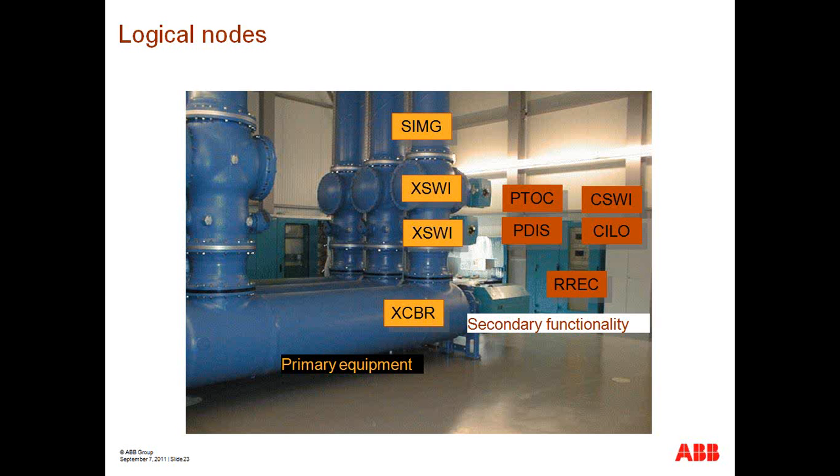So just a graphic. This is a GIS substation, and here we can see how we have this allocation of functions. We have XCVR for our circuit breaker, and then here on the right, secondary functionality for our protection and control panel. We have protection time overcurrent, protection distance, protection reclosing, control-related interlocking, and we have a controller related to switching.